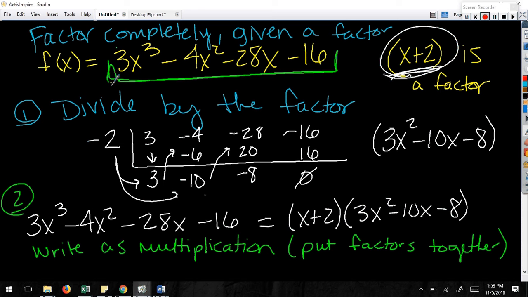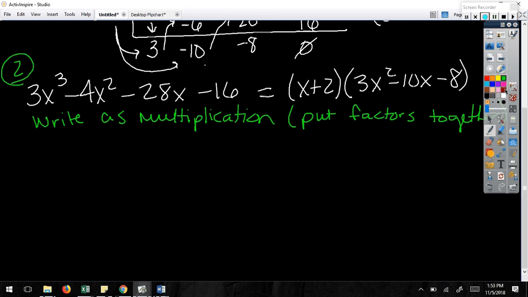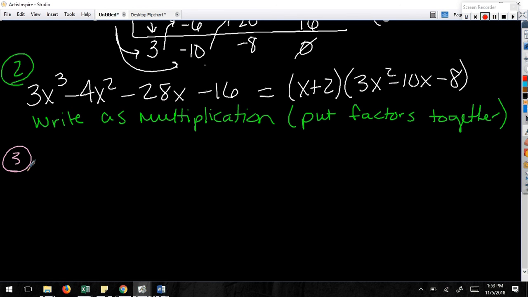This one, I could have tried to slash it, but it wouldn't slash. So I need to factor it, and I didn't know how, but if I have some place to start, in other words, a factor to start with, then I know where to go from there. I can divide it. So step one, we divided by the factor. Step two, we write as a multiplication problem. And step three is we rewind back to chapter 1 and we factor completely.